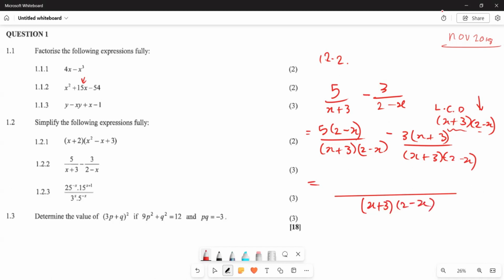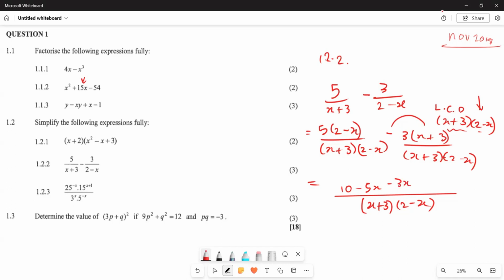And then now you're going to multiply here. Look, you have 5 and 2. 5 multiplied by 2 is going to give you 10. And then 5 multiplied by the x is going to be negative 5x. Similarly, now here you are having the negative. Remember, the negative is also going to be distributed here. So this is negative 3 multiplied by x, which is going to be negative 3x.